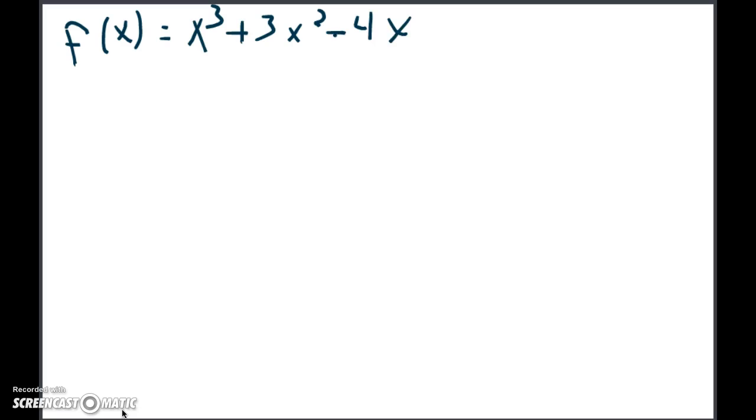Looking at another problem, suppose I have f of x equals x cubed plus 3x squared minus 4x. When I look at that, I see that the degree is 3, and the leading coefficient is positive. What does that tell me? That tells me it will have the same end behavior as the graph y equals x cubed. So it will fall to the left, rise to the right.